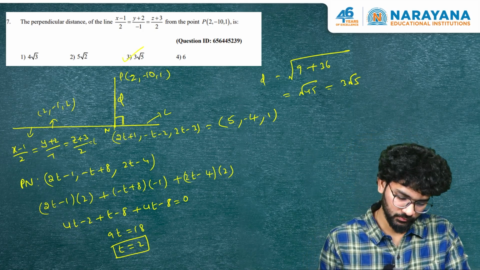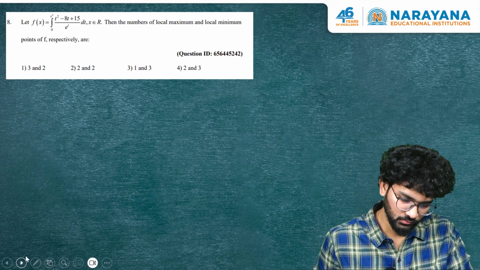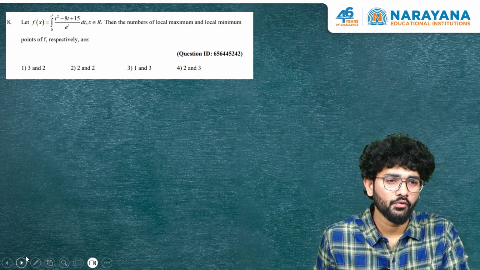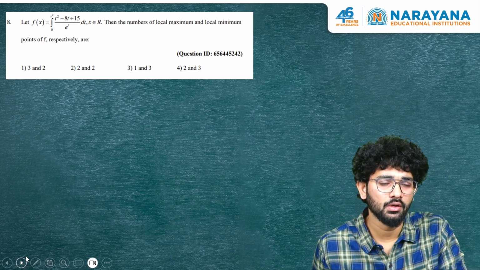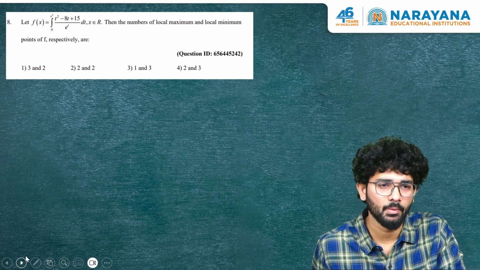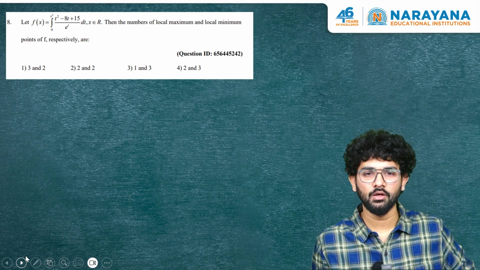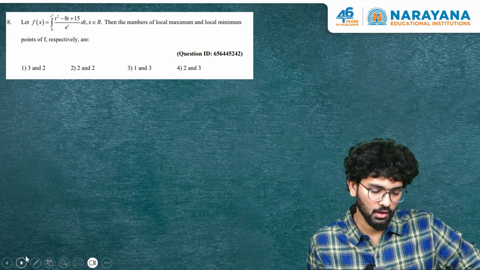So next question. f(x) is equal to the integral from 0 to x squared of (t squared - 8t + 15)/e^t dt, x belongs to R. Then the number of local maximum and local minimum points of f respectively are.